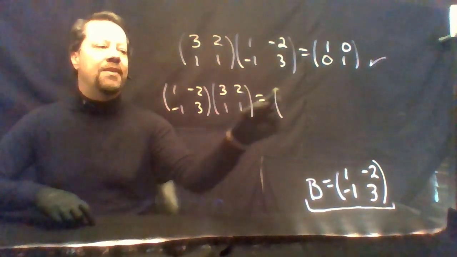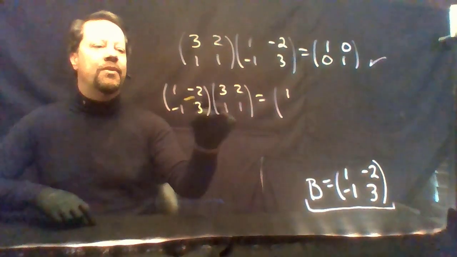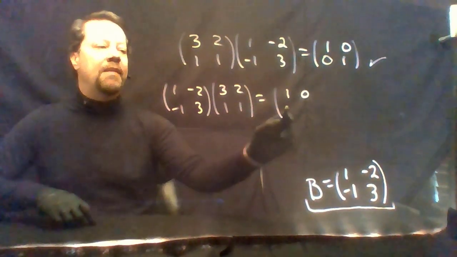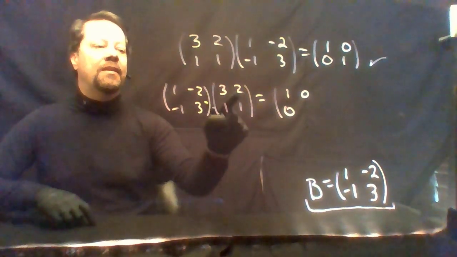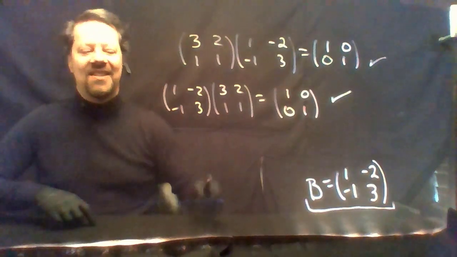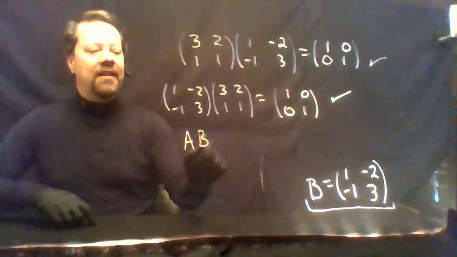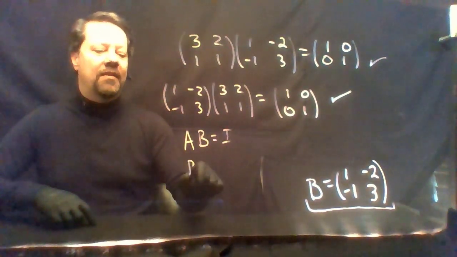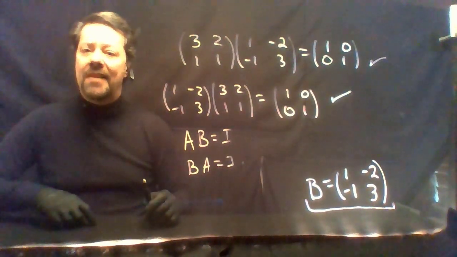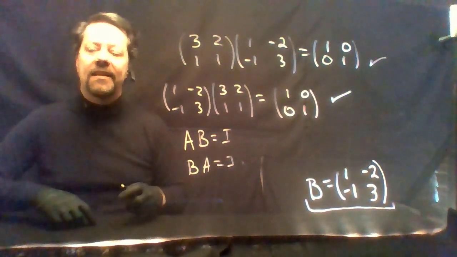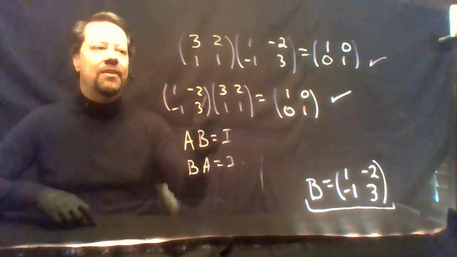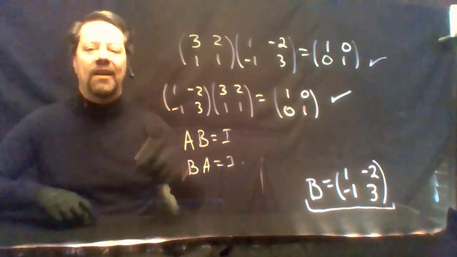3 minus 2 is 1. 2 minus 2 is 0. Negative 3 plus 3 is 0. Negative 2 plus 3 is 1. So in this case, AB is the identity, but BA is also the identity. So this satisfies the left and right inverse definition to be an inverse to the matrix 3, 2, 1, 1.